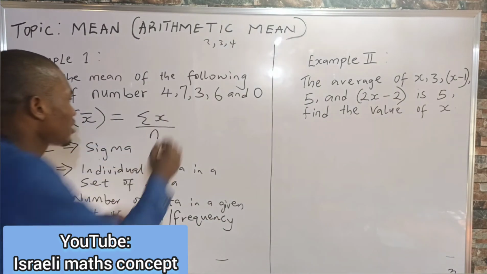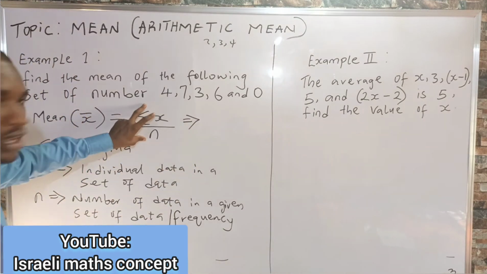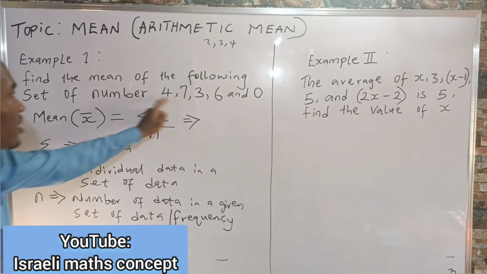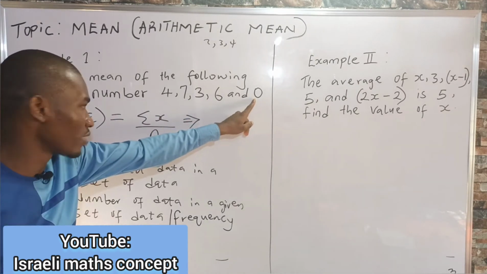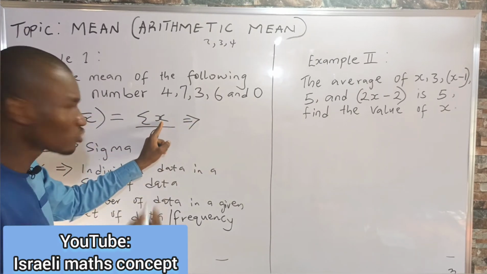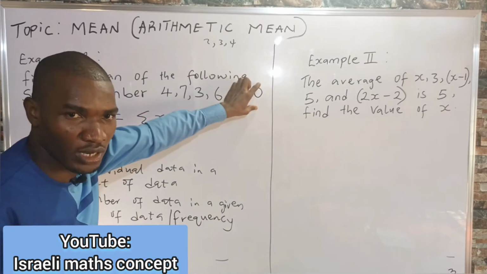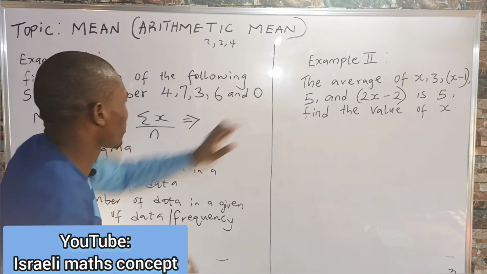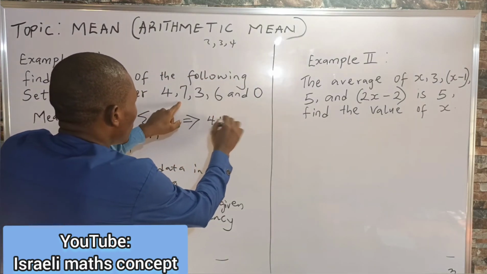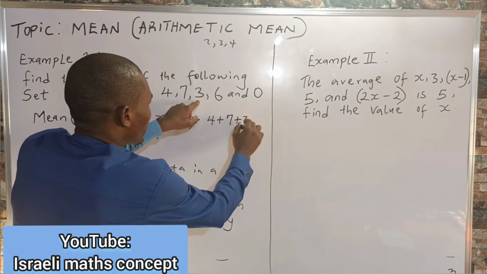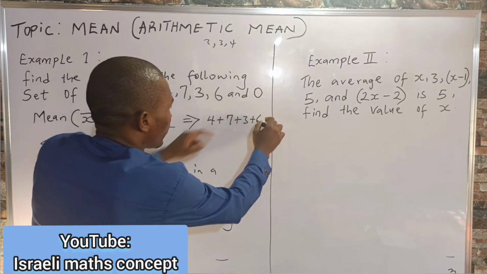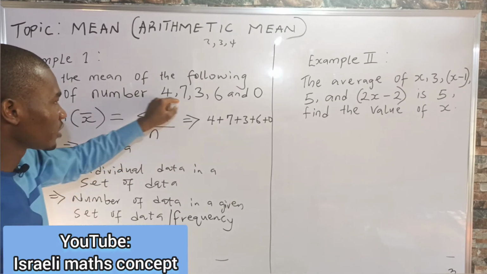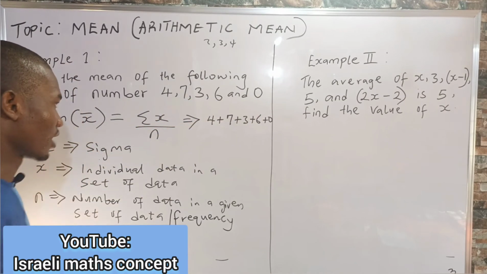Okay, this implies that since we stated the formula already, summation of x, remember that x is the individual numbers we have here. So summation of x means to sum the individual numbers we have here. So let's now sum the x. We then have 4 plus 7 plus 3 plus 6 plus 0. That is the meaning of summation of x, to sum the individual numbers we have.